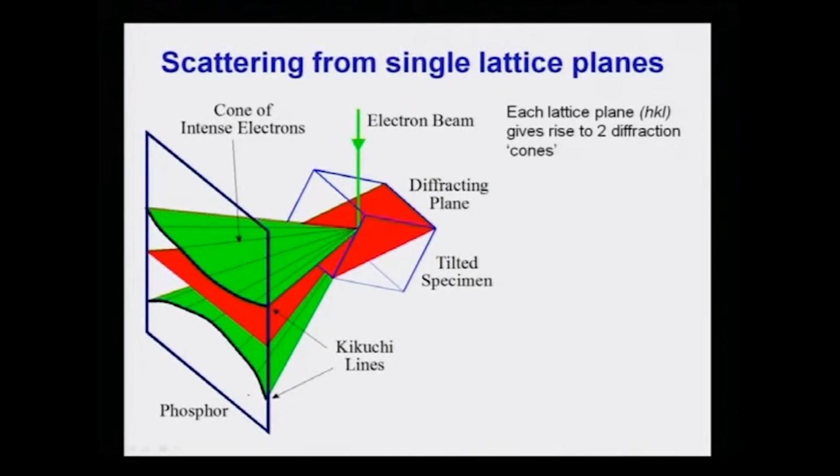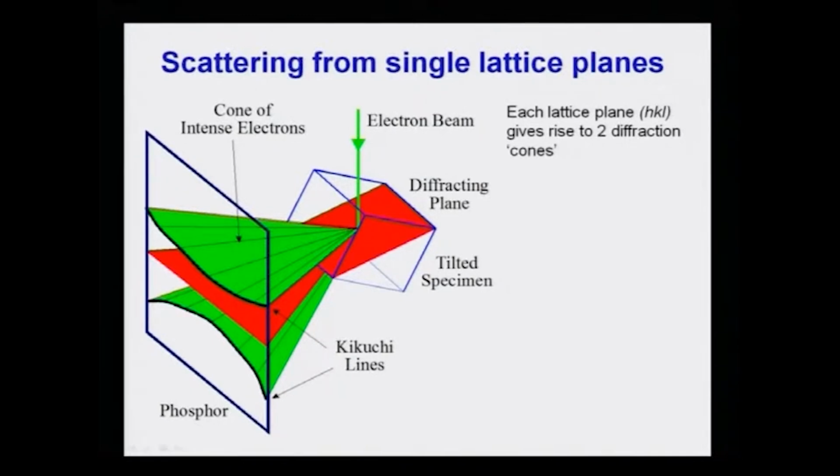Suppose you have a crystal like this, a cube, and suppose this is the 110 plane in the cube. If we have an electron beam falling on this plane and getting diffracted, the diffracted beam will create a cone of intense electrons. This can be easily borrowed from X-ray diffraction. Anyone who has studied X-ray diffraction knows that even in an X-ray diffraction camera we have cones of reflections coming out because of diffraction from a single crystal.